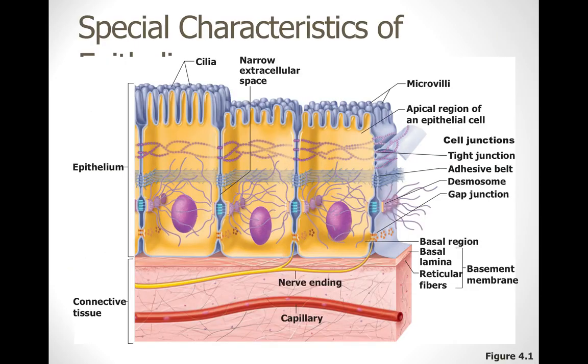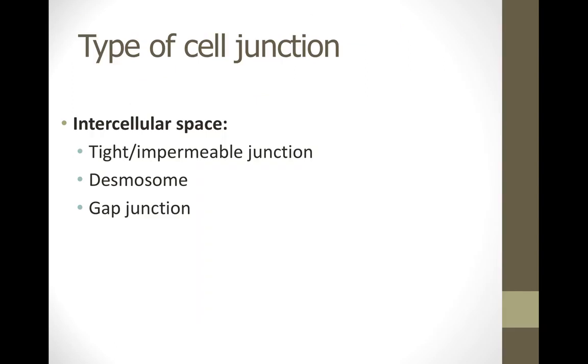Now, to connect the tissues and hold the cells within the tissue together, we use three different types of junctions. We mentioned these earlier when we were discussing the cellular level, so I will not be discussing this in more detail. But you do remember that we have three different types of junctions known as tight, desmosome, and gap junctions with very specific functions in the intercellular space.